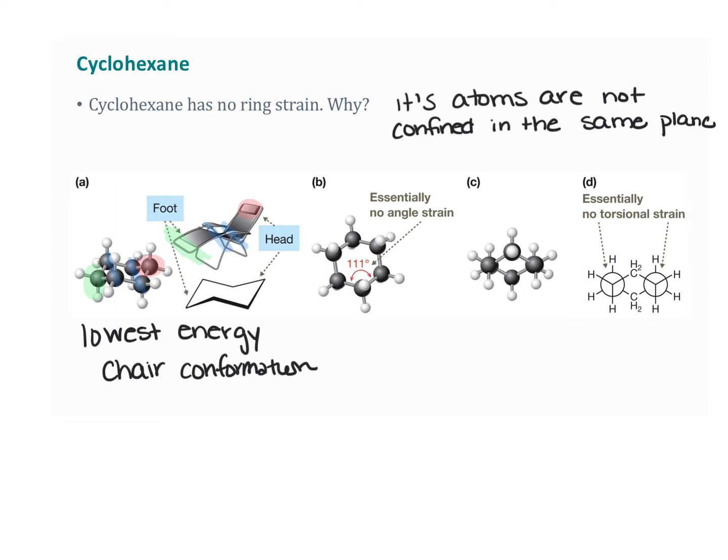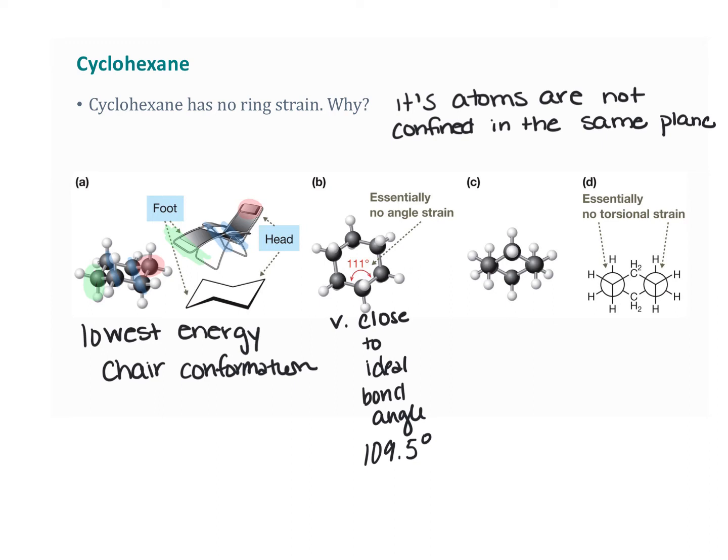And so what we see here is one atom is designated as the head and then one atom is designated as the foot. Because all the bond angles of the ring are about 111 degrees, that's very close to the ideal tetrahedral bond angle of 109.5. And so that means the 6-membered ring, because of that ideal angle, has no ring strain.